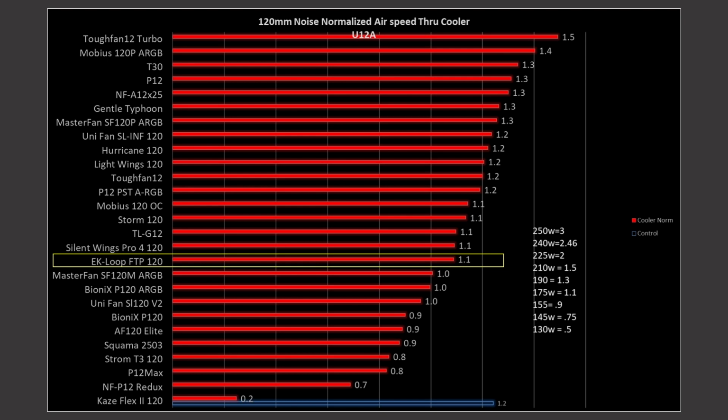But this is only for my CPU, the i7-11700K, and for my specific cooler, the U12A. So if you have a different CPU than me, if you have a different cooler than me, these wattages will not line up. So then you might be asking, how can I use this data? I don't have the same thing. Well, let's say you have the NFP12 Redux. At my noise normalized value, you'd be moving 0.0 meters per second of air. Well, if you upgrade to the A12X25, you'll now be moving 1.3 meters per second of air.